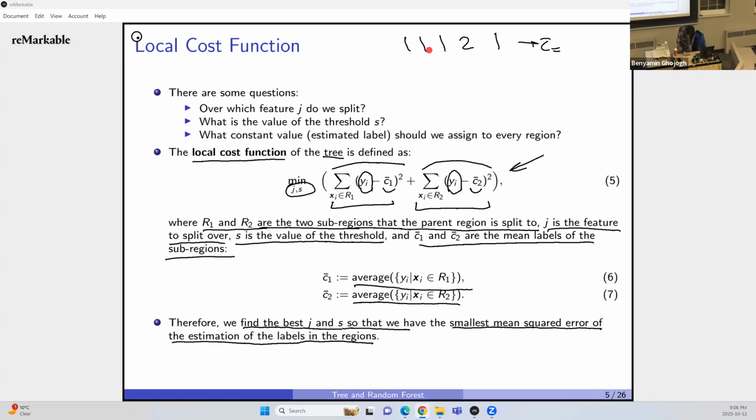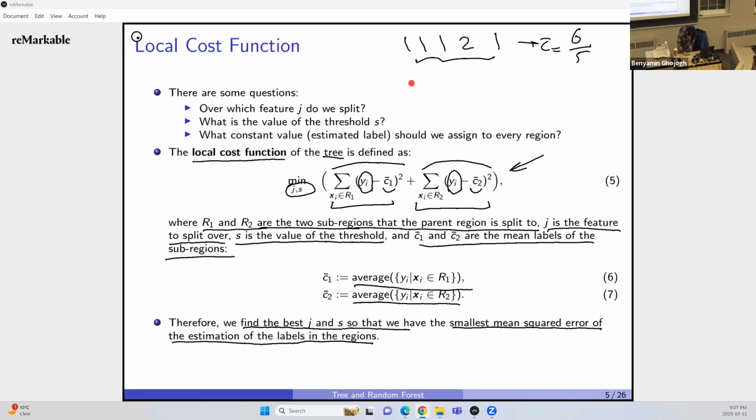For that region, 1 plus 1 plus 1 plus 2 plus 1. So 4 plus 2, 6 over 1, 2, 3, 4, 5, 6 over 5. Right? Then what is mean squared error? 1 minus 6 over 5 squared plus 1 minus, and so on, the mean squared error for all of them, sum them up, right?